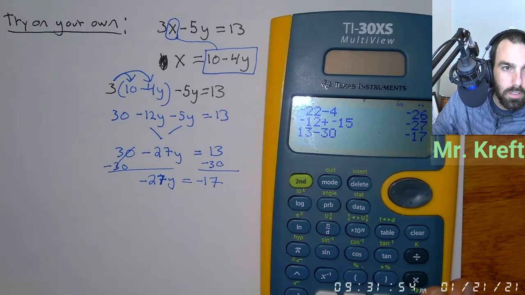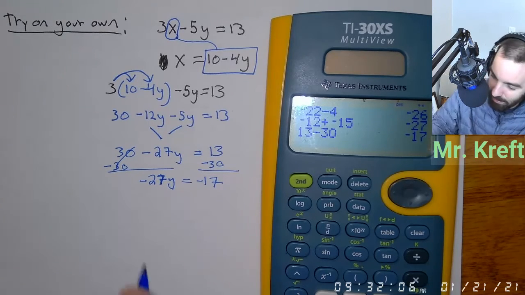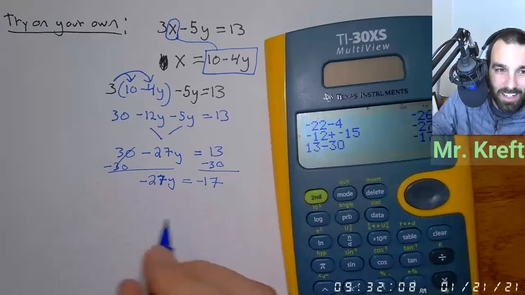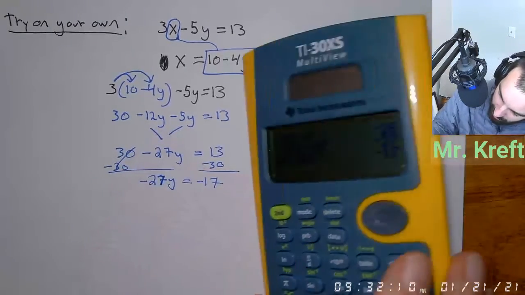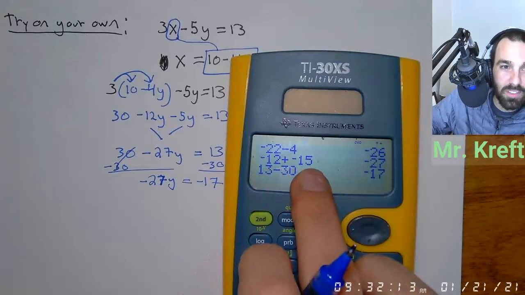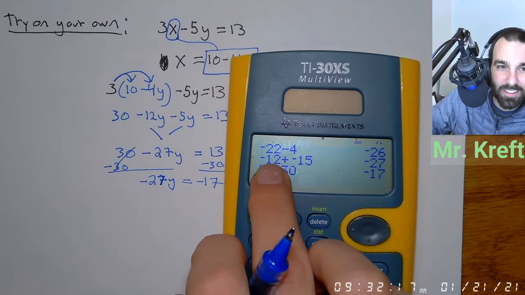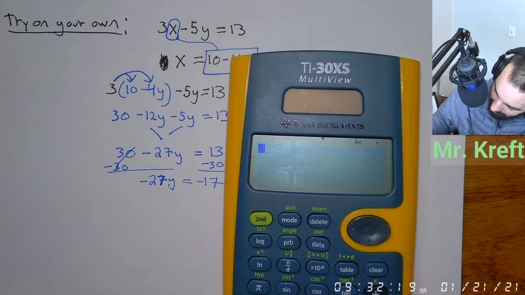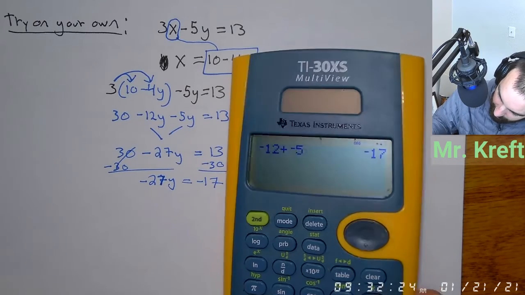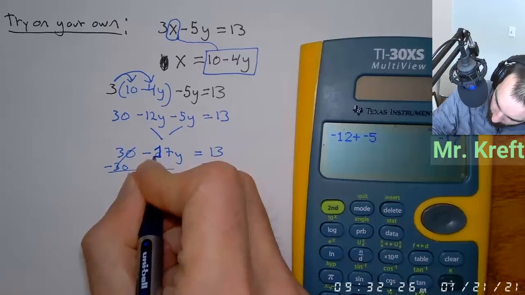Did I do everything correctly here? Yes, I did. Yeah, I know I did something wrong. This right here. What did I do? I did 12 plus 15. Did you guys see that in my calculator? I added them wrong. Oh my gosh, thanks for helping me out, guys. Negative 12 plus negative 5 is negative 17. So this should be a 17.